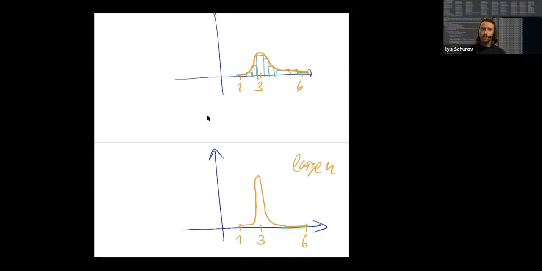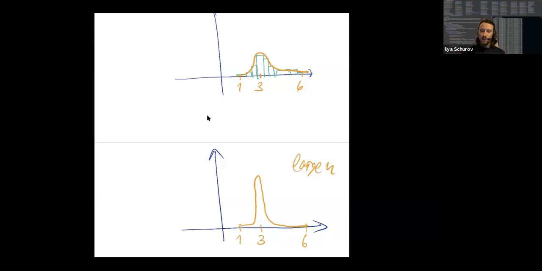For example, if you have n equals 10, to obtain this value, you have to get a ball with number 6 every time. All 10 times, you have to get ball number 6. And the probability is very small. So we almost have no values here or here, but we have a lot of values here, near number 3.